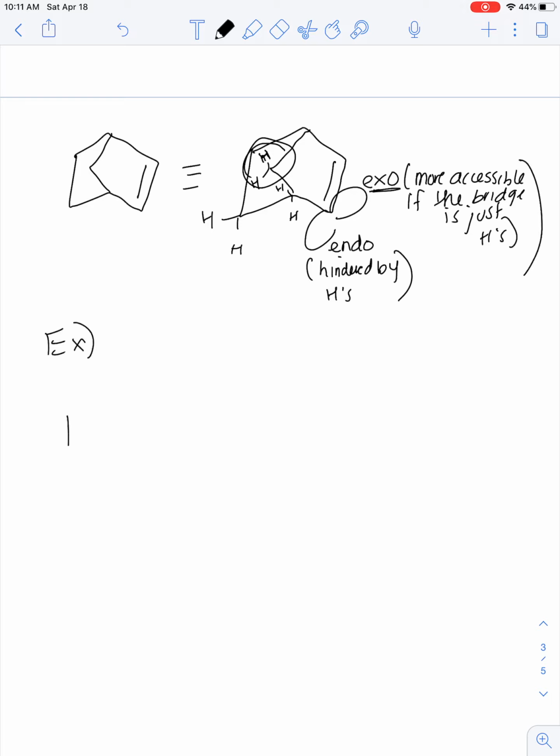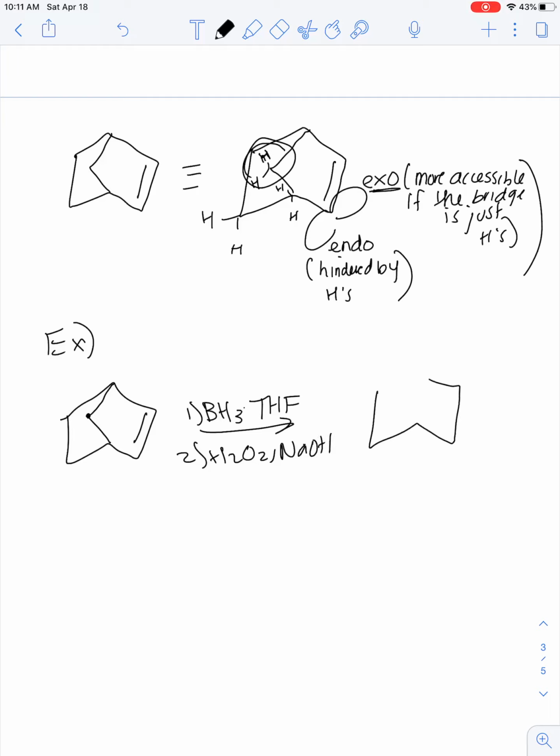So let's look at a few examples to see what I'm talking about. So let's look at something like this. So again, there's no methyl groups or anything coming off this bridged carbon, so we know that it would just be hydrogens. So that means in this case that our exo face should be more accessible versus our endo face.